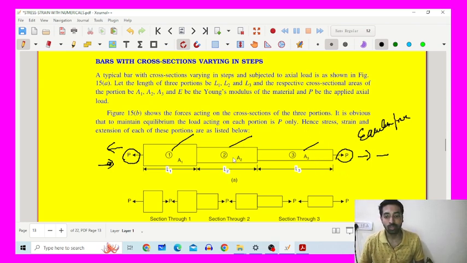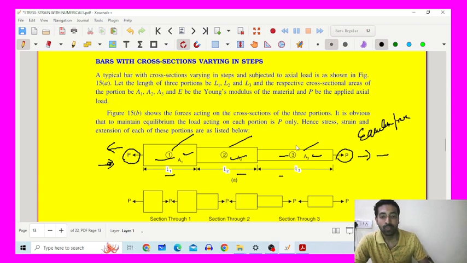In this case, we have to consider individual members 1, 2 and 3, and accordingly we can solve for the total change in length, or extension, whatever is given in the problem. Here the area is changing: initially the area is A1, next A2, next A3. Simultaneously the lengths are also changing: L1, L2 and L3.